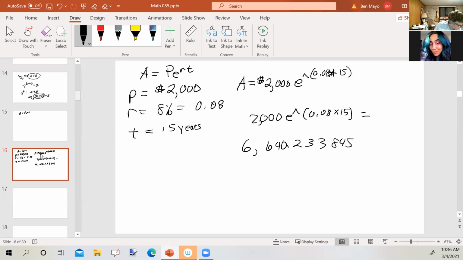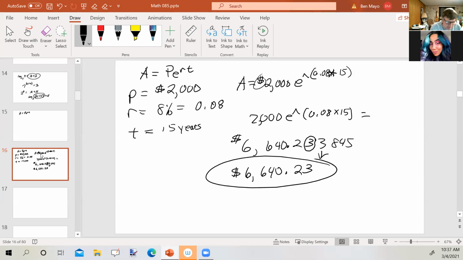6,640.233845. In terms of rounding, this is money. So we would automatically round to the nearest cent, since we can't spend a fraction of a cent. So this 3 would round downwards, and we'd have $6,640.23 as our final answer. Any questions about that particular problem?